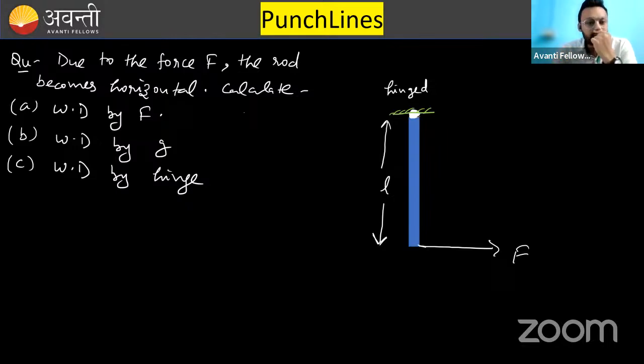So what are they asking? They are asking us to calculate the work done by the force F. Work done by this force is to be calculated. Work done by gravity is to be calculated, and work done by the hinge is to be calculated. So these are three important things. What we have learned is going to be applied here. Do you want to try it, or should I just move ahead?